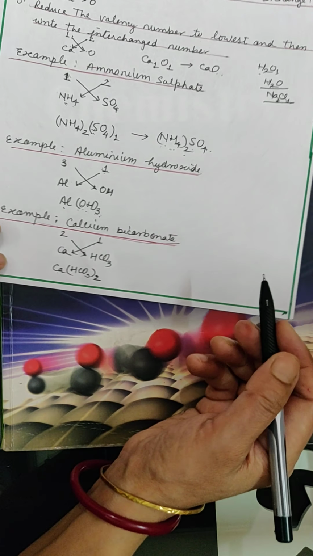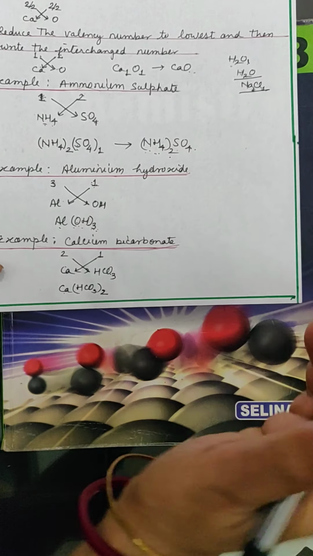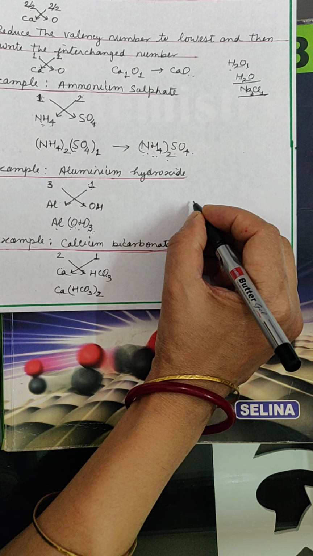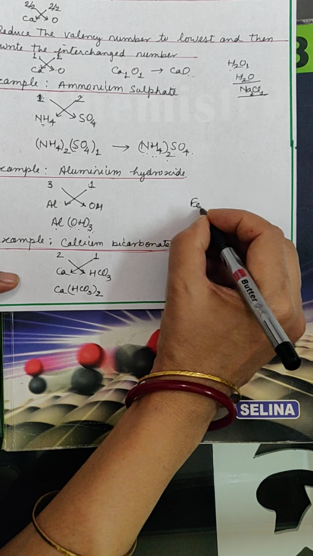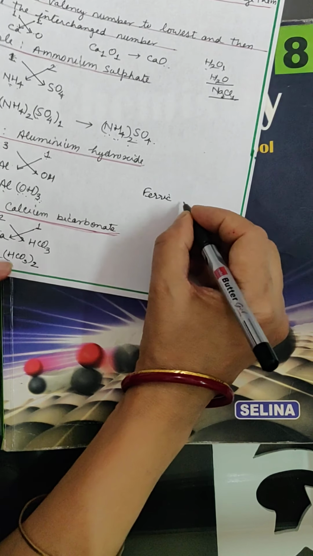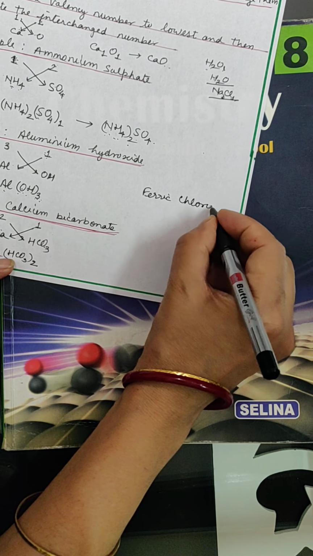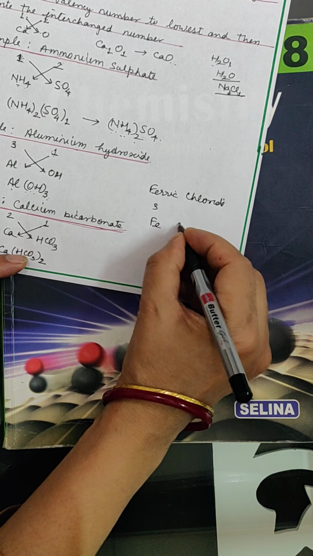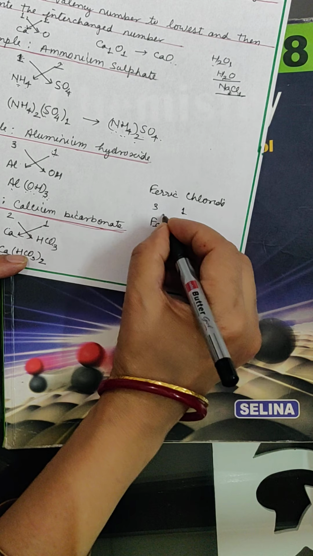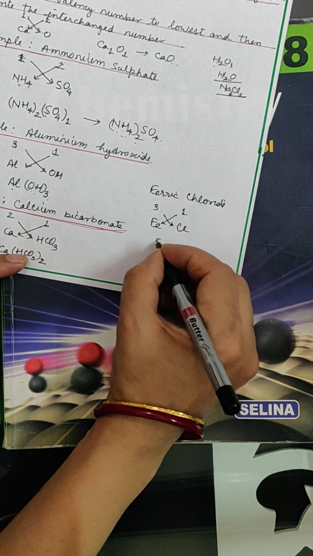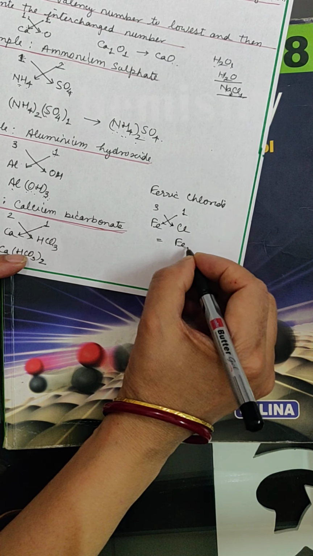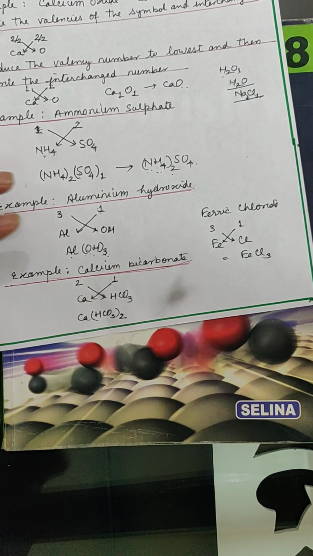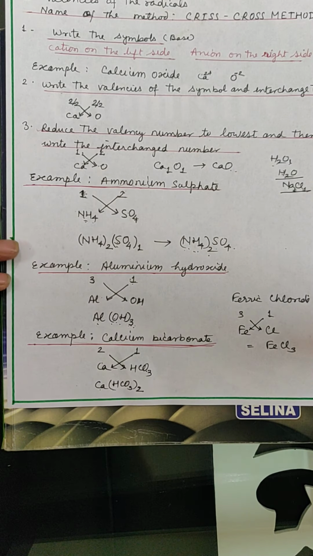We can do one more formula for practice. Suppose we take aluminium, no, we take something else, like ferric chloride. Ferric chloride, ferric, iron, 3 valency, chloride, 1 valency. We interchange the valency and finally the formula becomes Fe1Cl3 or FeCl3. This is how you have to do the framing of a formula.